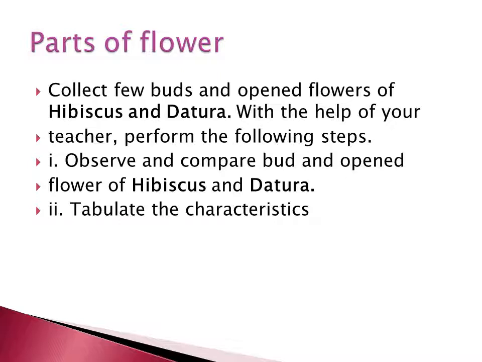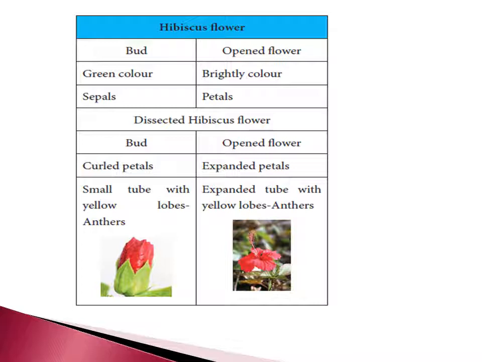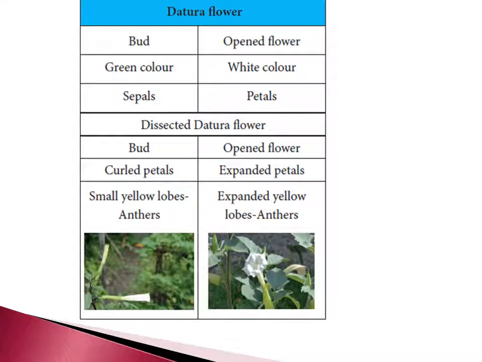Collect few buds and open flowers of hibiscus and datura. With the help of your teacher, perform the following steps. Observe and compare bud and open flower of hibiscus and datura. Tabulate the characteristics. Hibiscus flower: bud, green color; open flower, brightly colored; sepals, petals. Dissected hibiscus flower: bud, curled petals, small tube with yellow lobes, anthers; open flower, expanded petals, expanded tube with yellow lobes, anthers. Datura flower: bud, green color; open flower, white color; sepals and petals. Dissected datura flower: bud, curled petals, small yellow lobes, anthers; open flower, expanded petals, expanded yellow lobes, anthers.